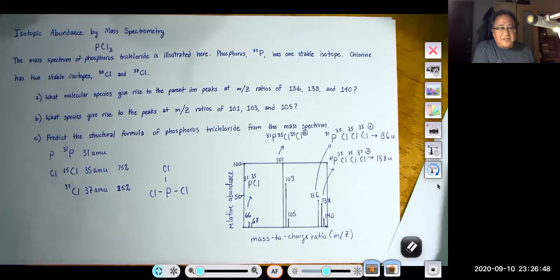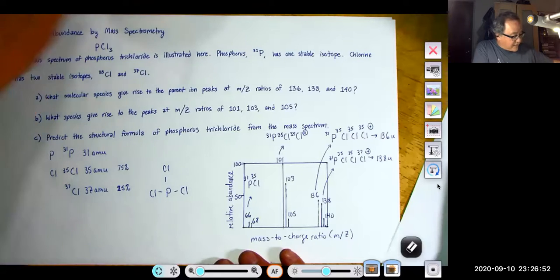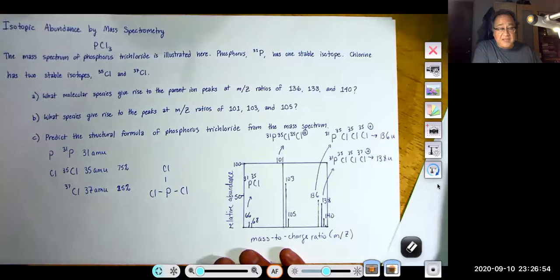So that's isotopic abundance by mass spectrometry and how you might do this. We're going to be looking at a lab, a dry lab about mass spectrometry pretty shortly.